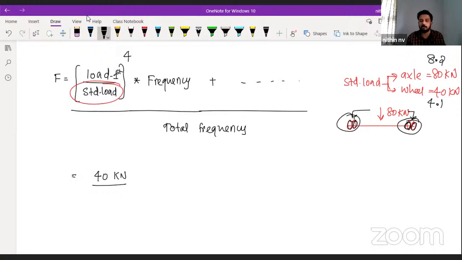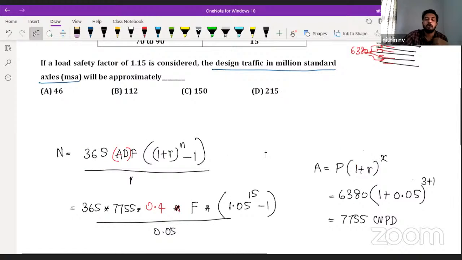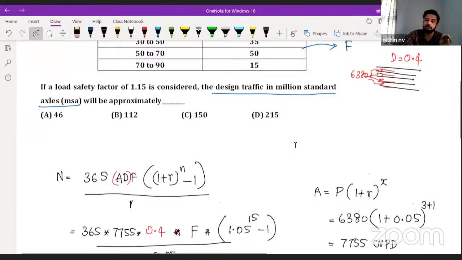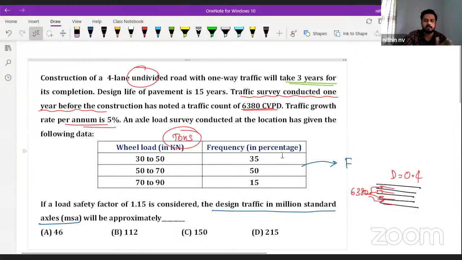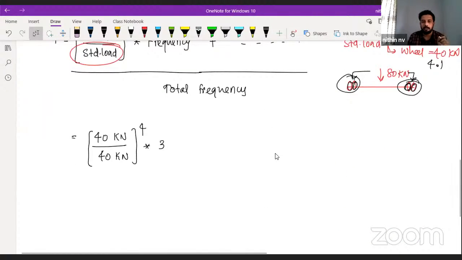Now, since it is given that it is a wheel load, we have to take the standard wheel load as 40 kilonewton raised to 4. Now, what is the frequency they have given? Either they can give in terms of number or in terms of percentage. Whatever it is, we can take. Given that it is 35%, either you can put 0.35 there or simply put percentage, 35, let it be.